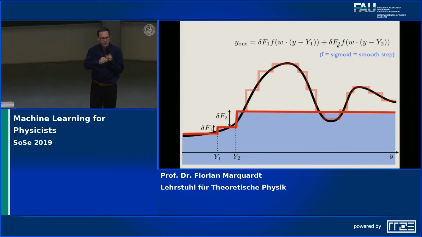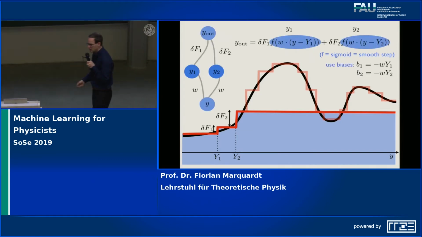So I will first try to approximate my smooth curve by a lot of little steps. I find out where these steps are and how high they are. And then I can write down such a sum. And this sum is really what would happen in a neural network.